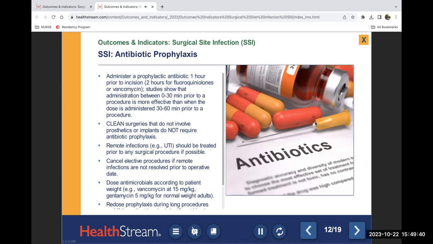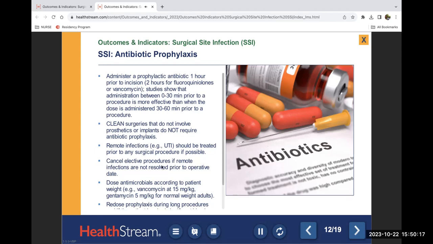Clean surgeries that do not involve prosthetics or implants do not require antibiotic prophylaxis. Remote infections, urinary tract infections for example, should be treated prior to any surgical procedure if possible. Cancel elective procedures if remote infections are not resolved prior to operative date. Dose antimicrobials according to patient weight. For example, vancomycin at 15 milligrams per kilogram or gentamicin at 5 milligrams per kilogram.